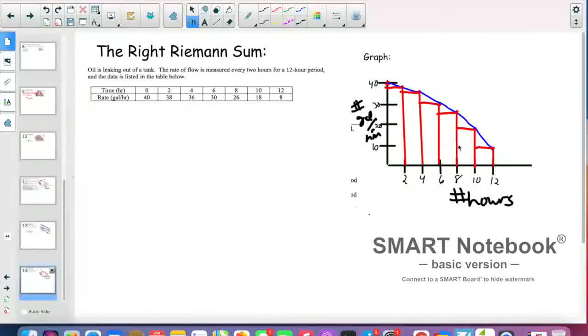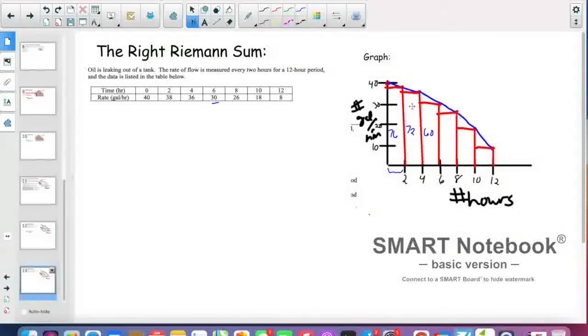So looking at this, I need to find the areas of each rectangle. Again, each rectangle has a width of 2. This time though, when we're looking at the height of each rectangle, we're looking at the right-hand side of where it crosses the function. So this would be 2 times this height, and at 2 we were at 38. So 2 times 38 would be 76. 2 times, at 4 we were at 36, that would be 72. 2 times, at 6 we were at 30, so that would be 60.